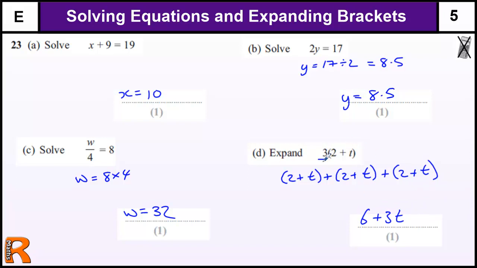When you're expanding brackets, normally you're thinking about multiplying the number by this first term and then by the second term, whatever that is. So we've got 3 times 2 and 3 times t, 6 plus 3t. You have to get it all right to get 1 mark.